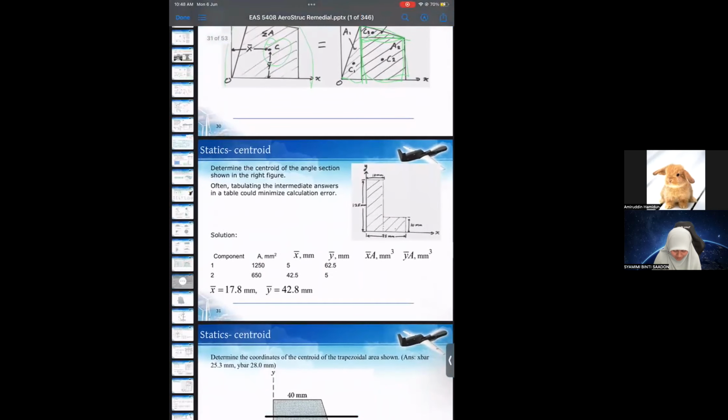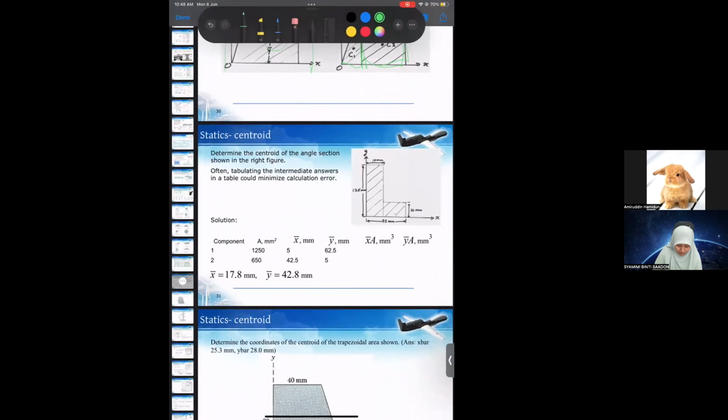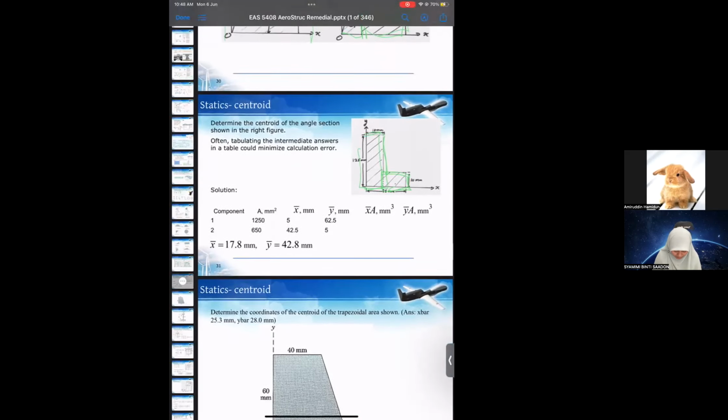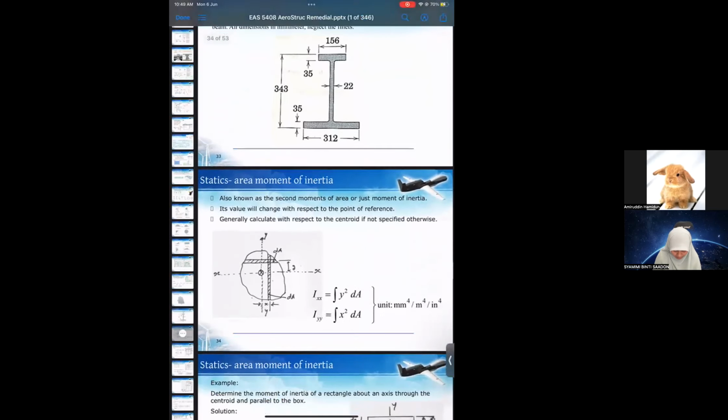Determine the centroid of the angle section shown in the right figure. This is an example. If we have a material in an L shape like this, to calculate the centroid, we can separate the material into two different surfaces. One is like this, and the other is this one, and then we calculate the centroid of each, the x and y points. This is an example also. You can try to do it.